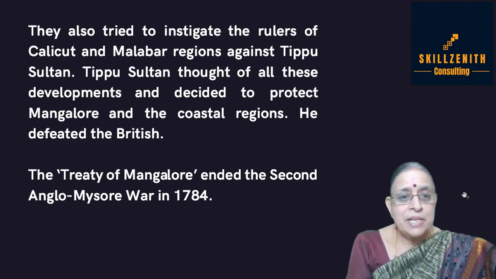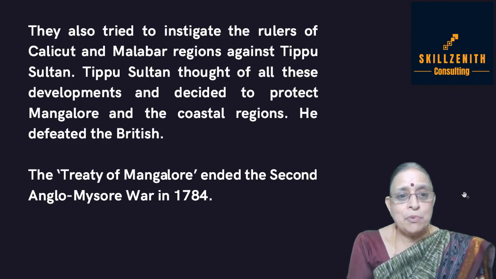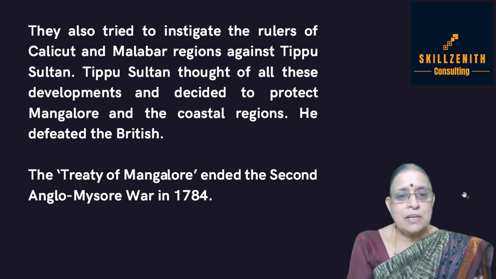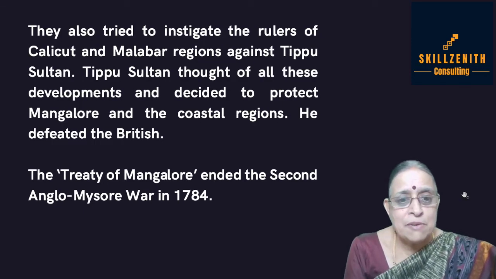Again, a treaty was signed between Tipu Sultan and the British in the year 1784. It was called the Treaty of Mangalore. So the Second Anglo Mysore War came to an end with the Treaty of Mangalore.